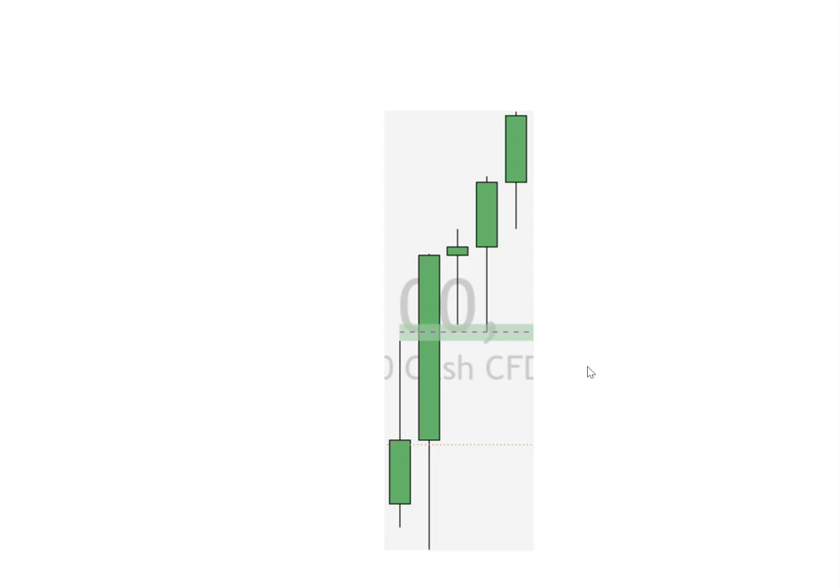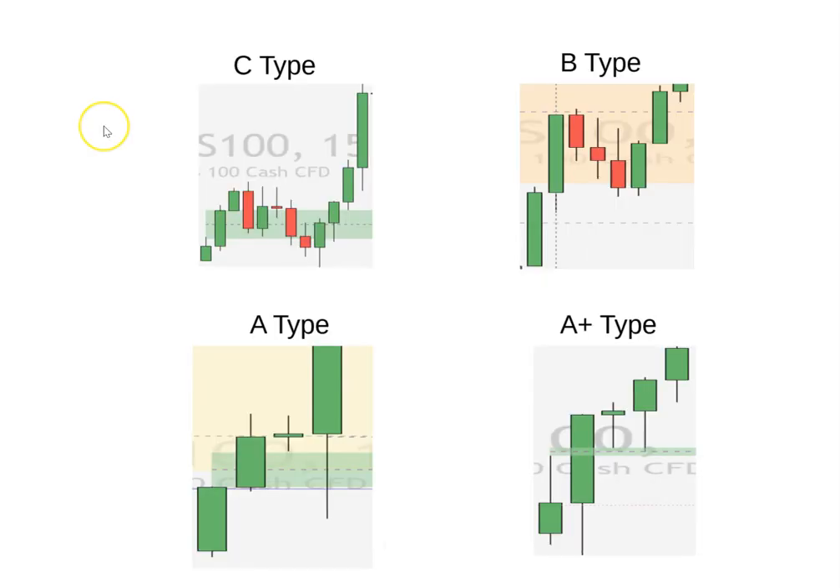The algorithm does not require a deep retracement. It touches the area, rebalances what it needs to rebalance, and continues on its buy program. For me, I consider this an A plus fair value gap. So now let's look at the progression.